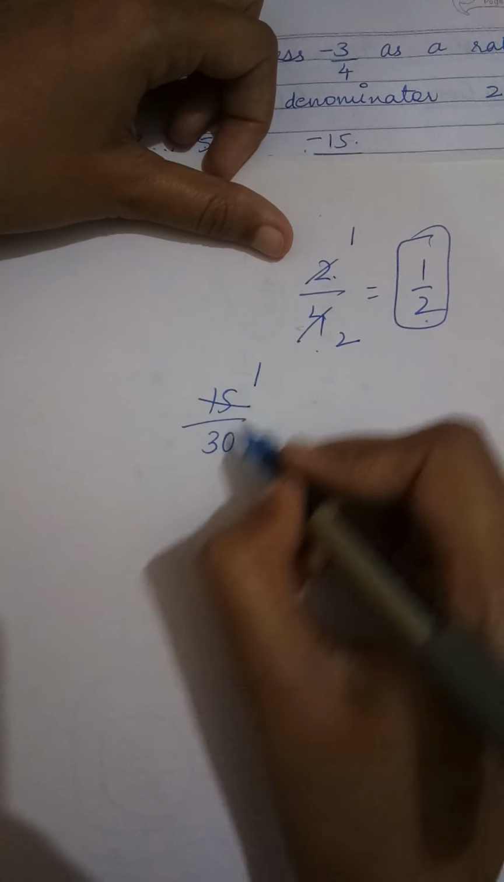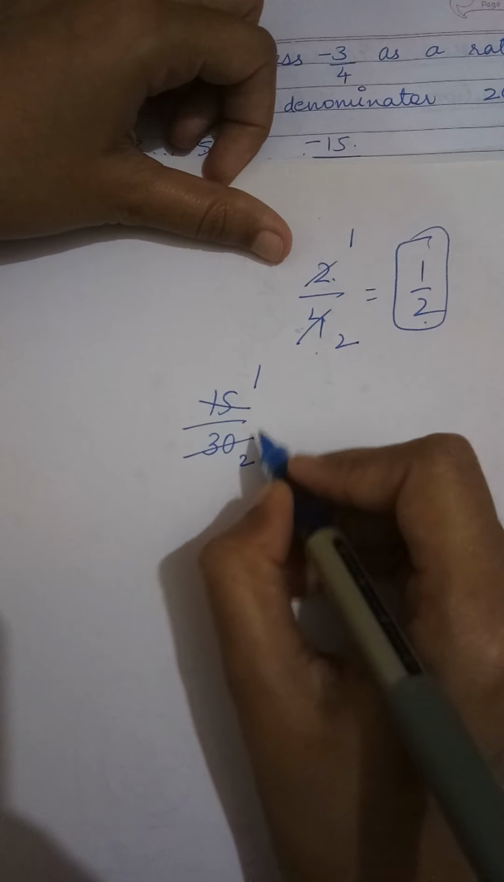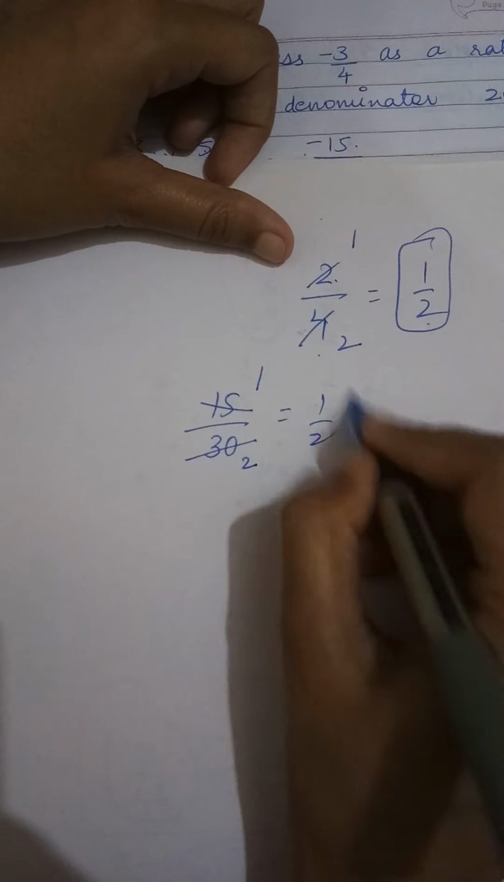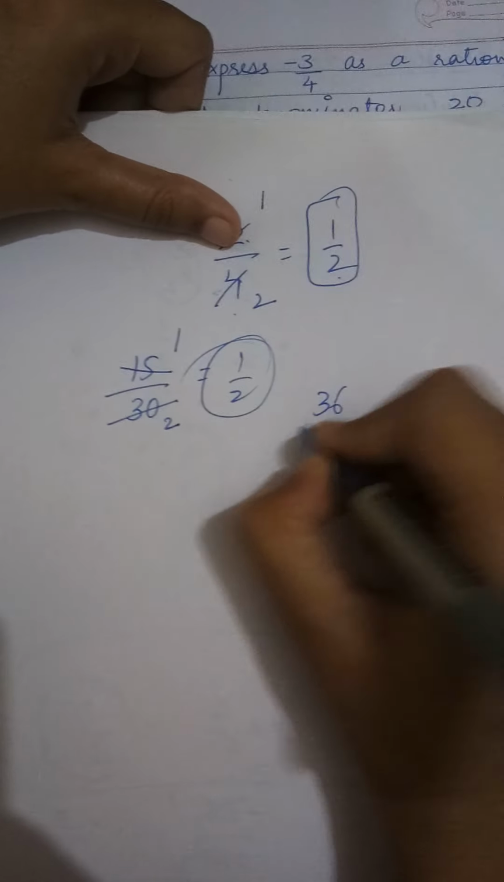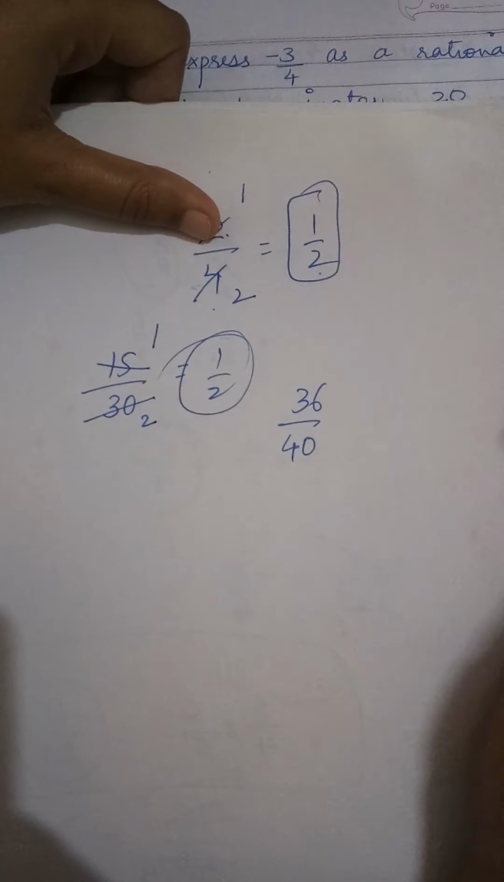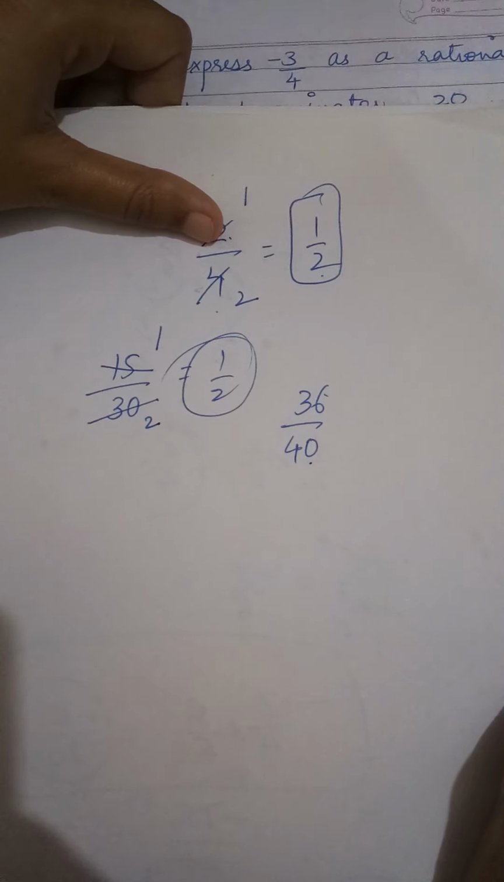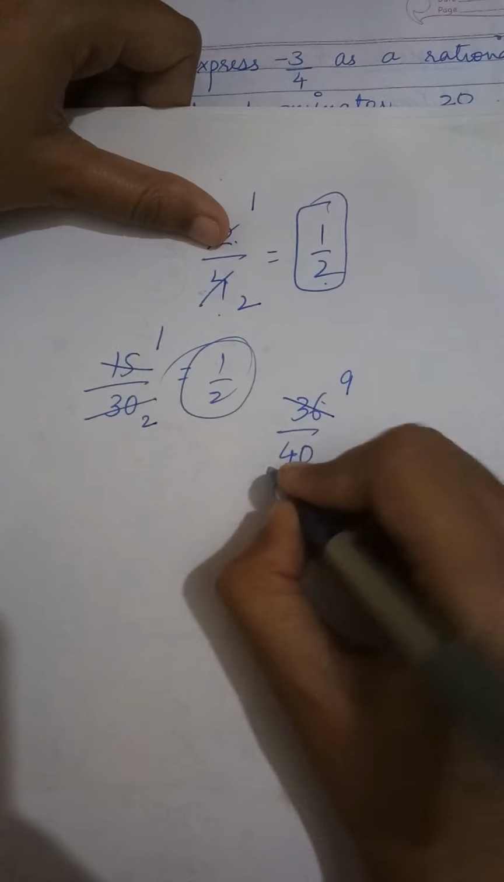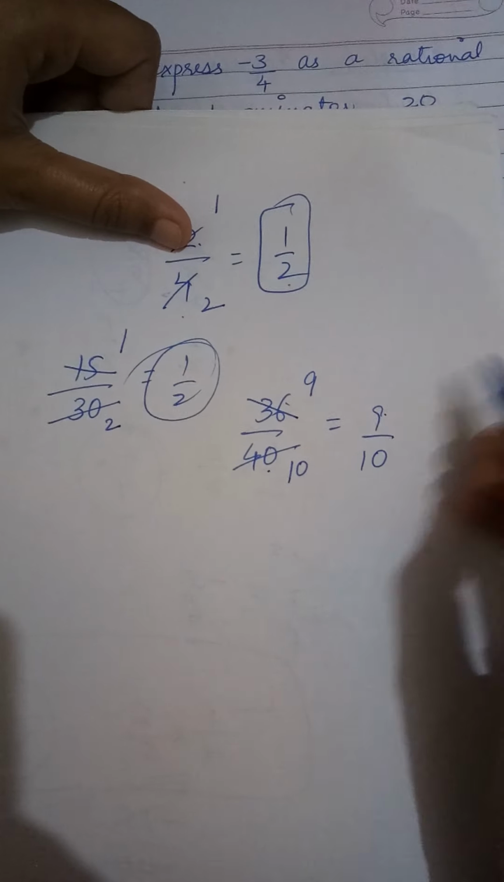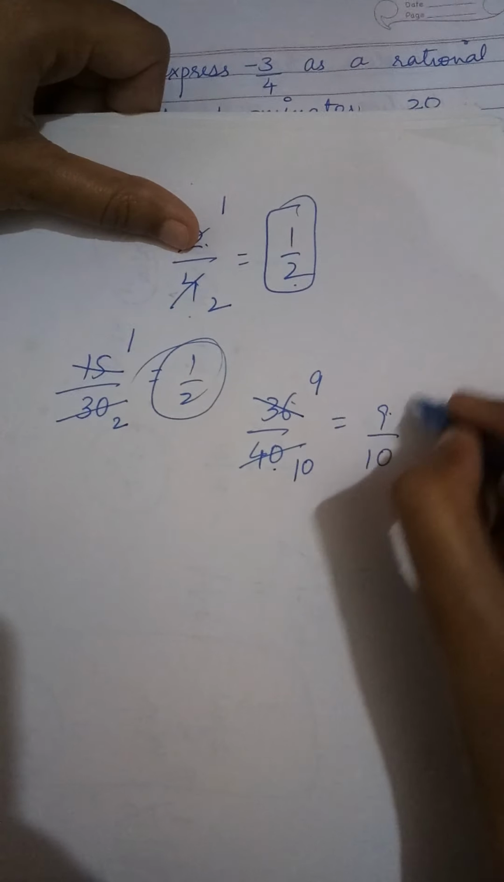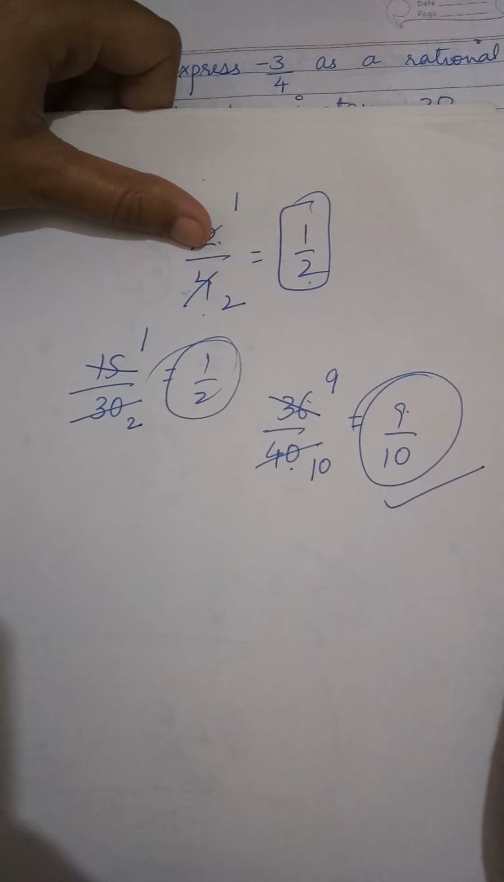15 ones are 15, 15 twos are 30. Now can I cancel these two? No, it will be 1 upon 2. You can take any other number also, like 36 upon 40 I am taking. Now I can see that these two are going on the table of 4. 4 nines are 36, 4 tens are 40. So what is coming? 9 upon 10. Now can 9 and 10 go on any other number? No, they cannot be. So 9 upon 10 is the standard form.